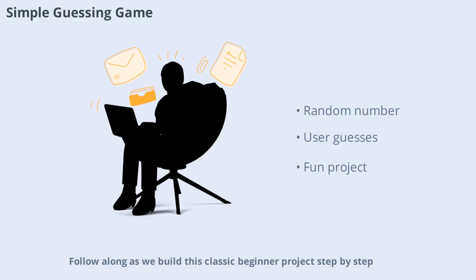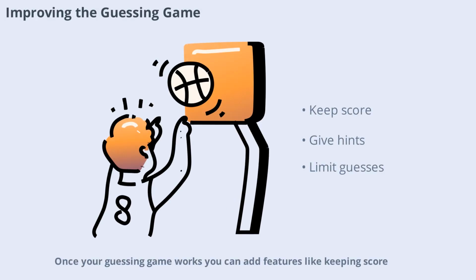Follow along as we build this classic beginner project step by step. Once your guessing game works, you can add features like keeping score, limiting the number of guesses, or giving hints. This scene will show you how to enhance your game and make it more challenging and enjoyable. By iterating on your projects, you'll learn how to add complexity and polish to your programs.